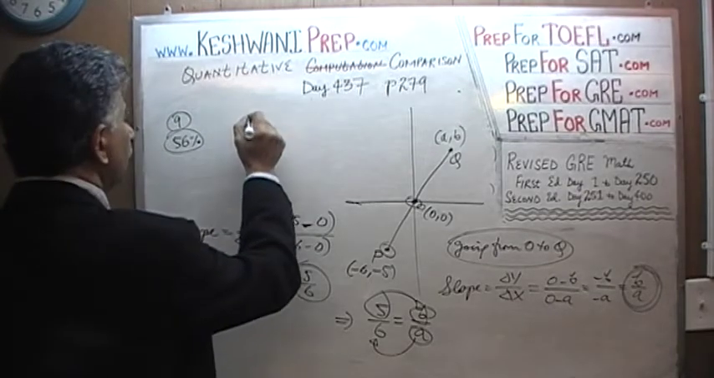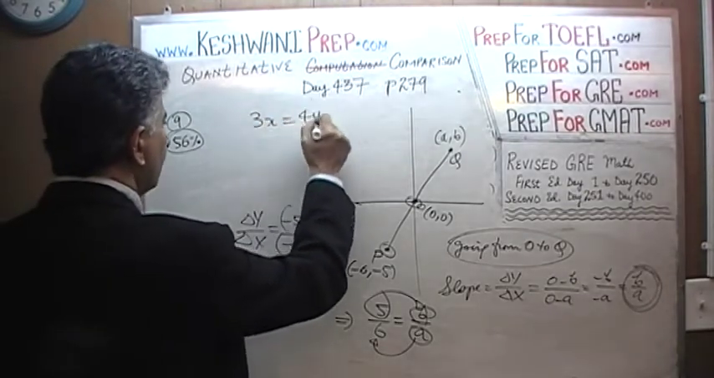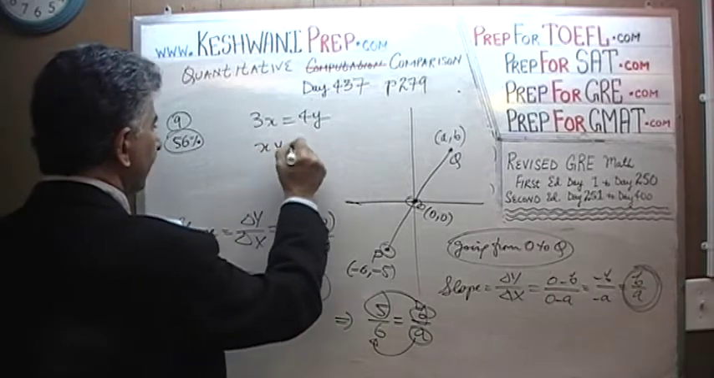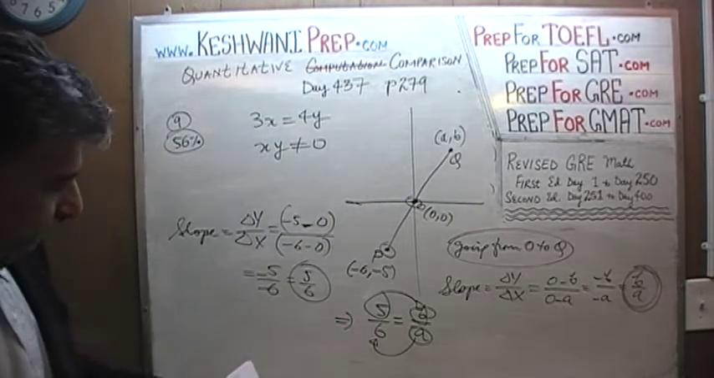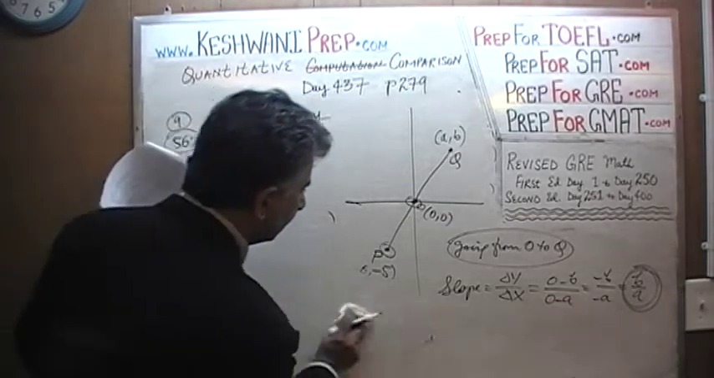We are told that 3x equals 4y. We are also told that x times y does not equal 0. We are told that the product of x and y does not equal 0. And here is what we are being asked to compare.